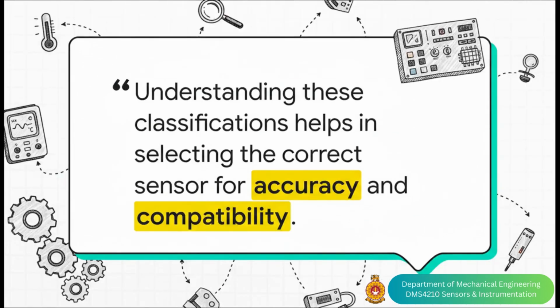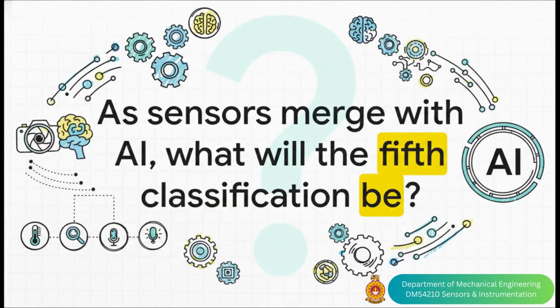So why does this framework matter so much? Well, it's all about making the right choice. Knowing these classifications is absolutely key to picking the right sensor for the job, one with the right accuracy that's compatible with your system. This isn't just some abstract theory. This is the practical foundation for building everything from a smart thermostat in your house to a rover exploring Mars. So there you have it, 4 lenses to help you make sense of any sensor.